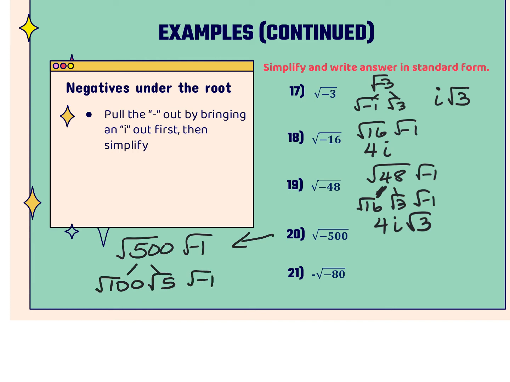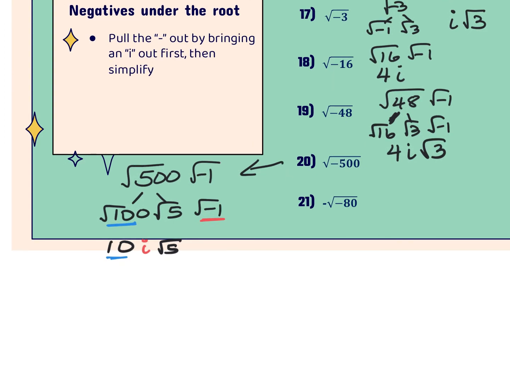And then if I recognize that 100 is a perfect square, I can pull out the square root of 100, and that gives me 10. Pull out the -1, and it's going to give me an i, and then nothing to pair up or break down with the 5, so it stays behind. So 10i radical 5. Generally, you'll see that the i is put in front.